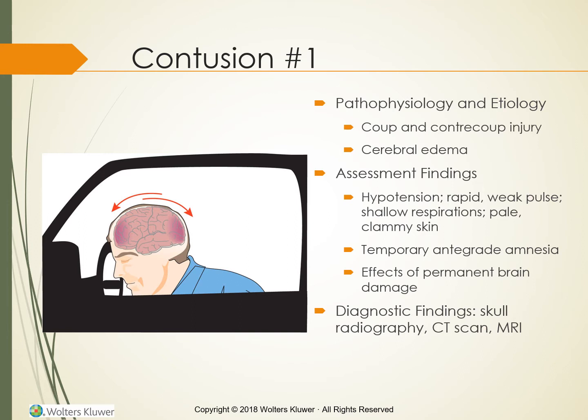Permanent brain damage can also happen, and this can impair their intellect, their gait. They might have difficulty with speech. They might have seizures and even paralysis. So in order to diagnose a contusion, we do skull radiography, which is performed to rule out or confirm a skull fracture. And then we can also do a CT or an MRI, which detects bleeding or small hemorrhages in the brain tissue, a shift in the brain tissue, and edema or swelling at the injury site.